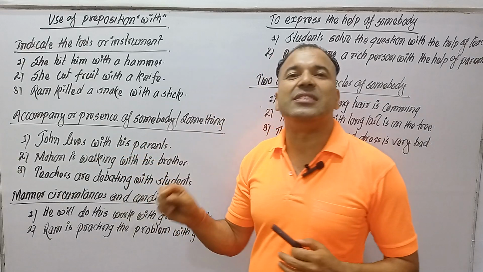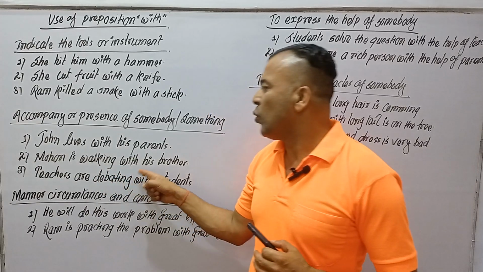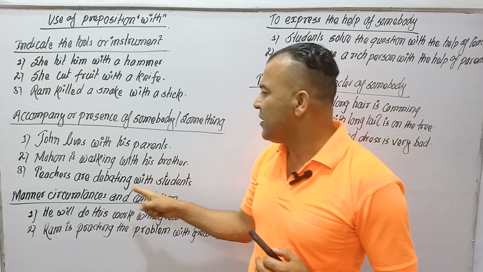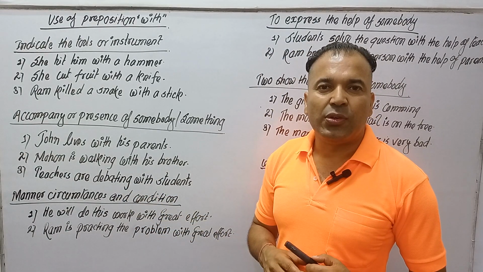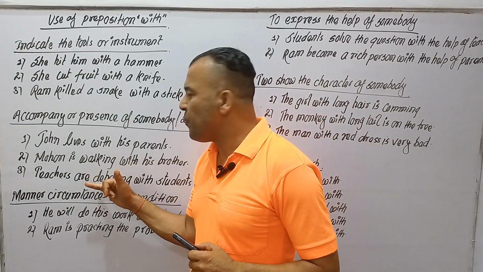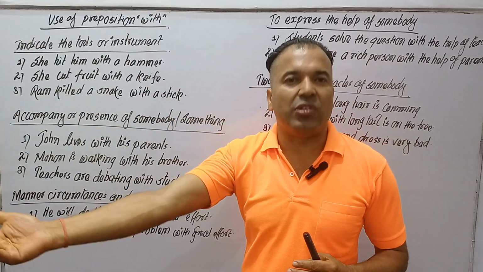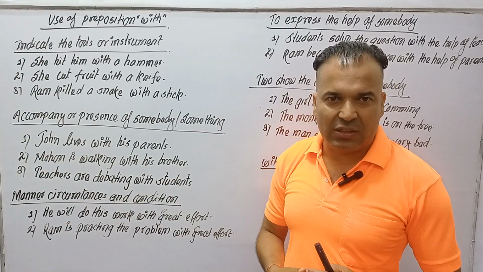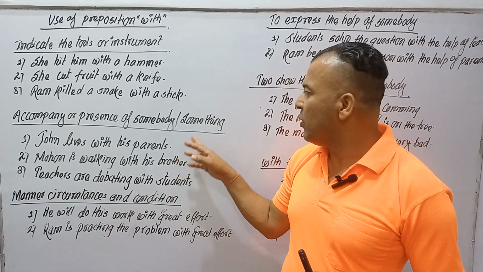With his parents is accompanying or presence. Walking with his brothers is accompanying or presence. Debating is also presence. In this condition, we have to use with. So, with is used for accompanying or company to others, or the presence of somebody or something. In this case, we have to use with.